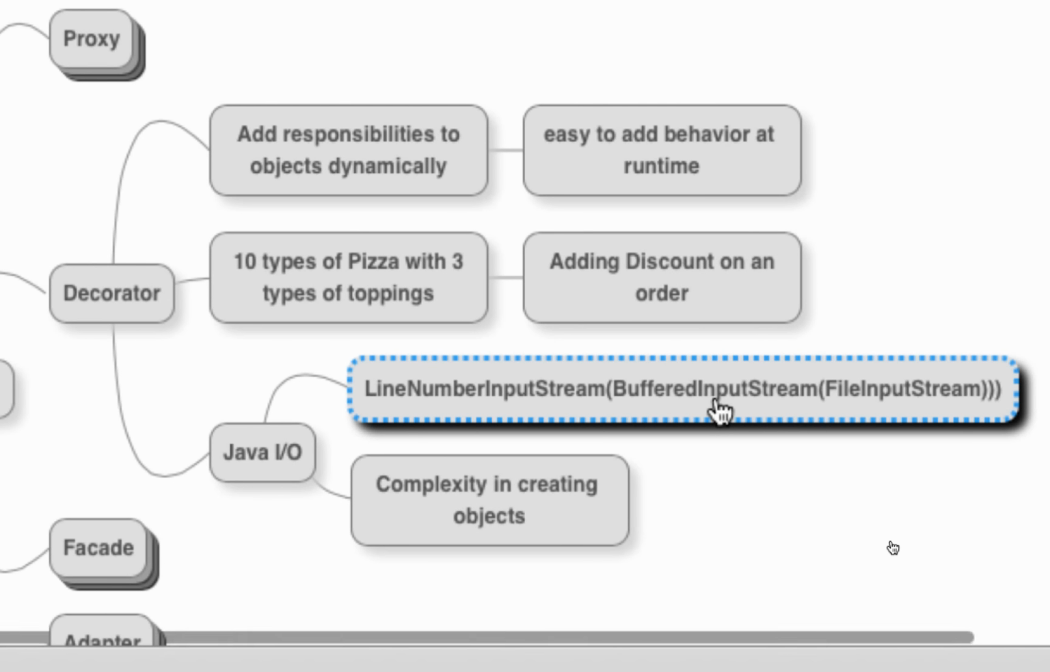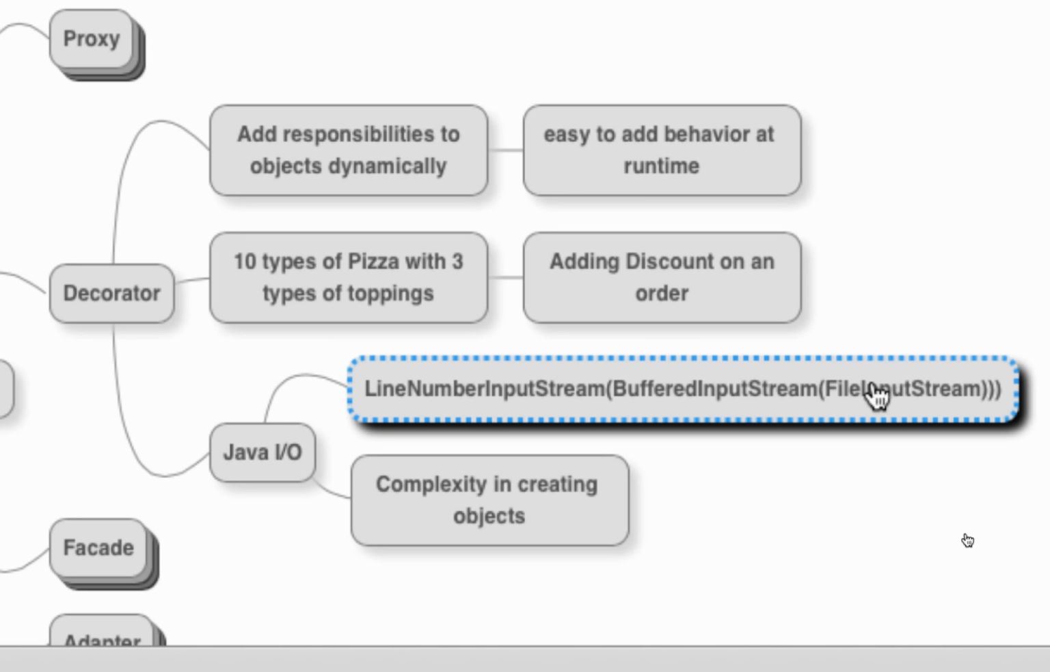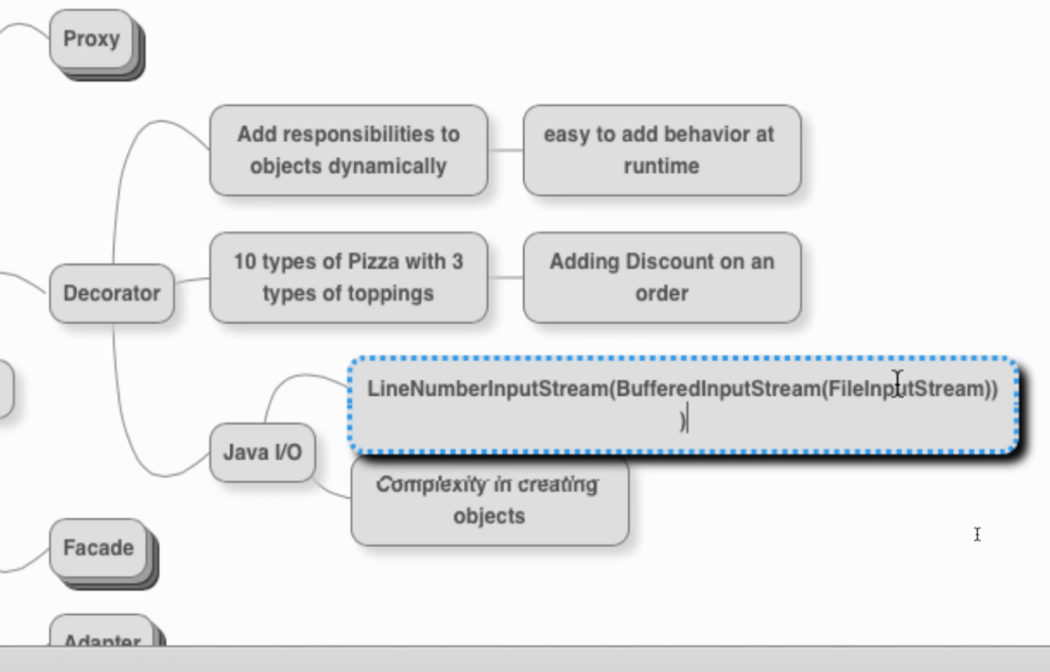A good example of the decorator pattern in Java is Java IO. In Java IO, this is how you would create objects. You would create a file input stream and then pass it to the buffered input stream. The buffered input stream can work on any input stream. It doesn't have to be a file input stream. It can be any other input stream, and still the buffered input stream would be able to decorate it and give buffered functionality to it.